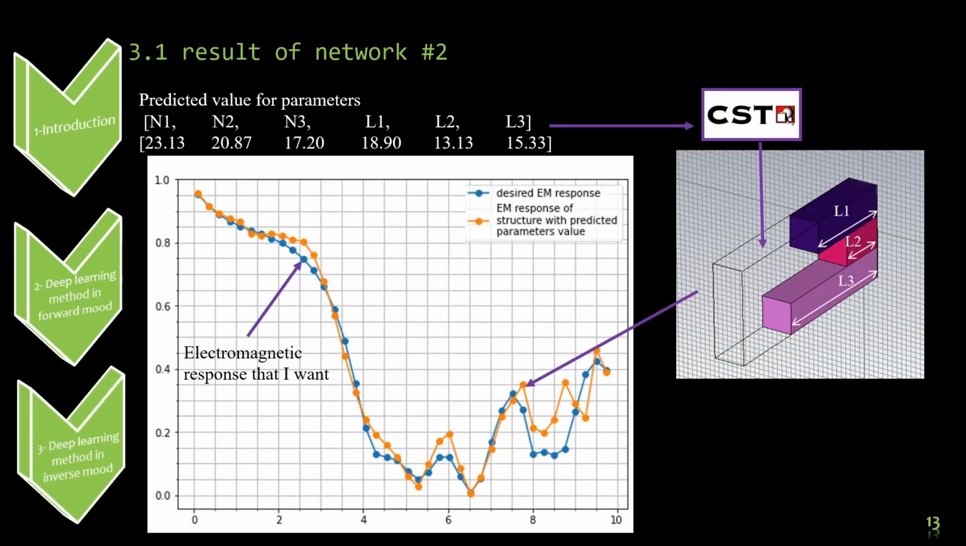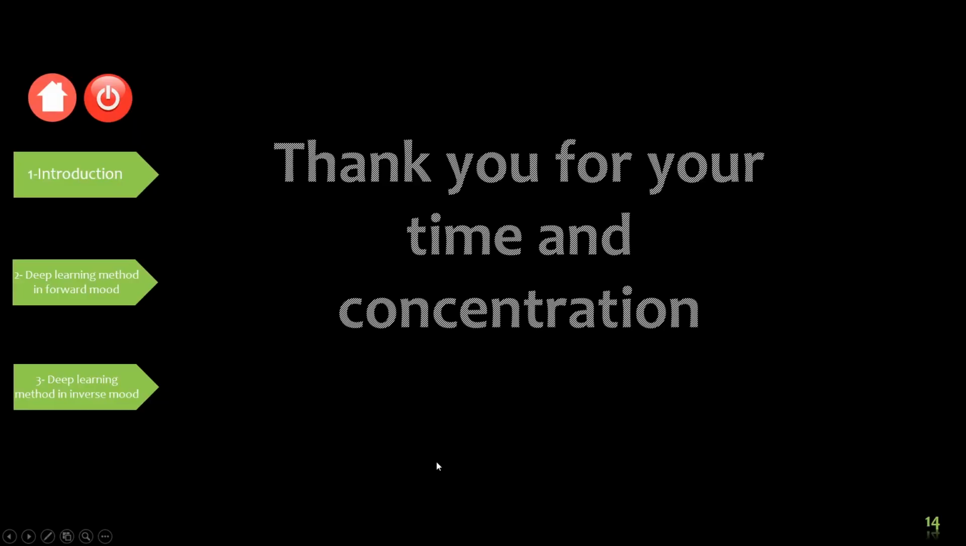After I train this model, you can see the result becomes much better. This time when I say I want this blue line, the network gives me these 6 values, and after I use these 6 values in CST and design my model, I get the orange line, which is much more similar to what I want. And thank you very much for your time and concentration.